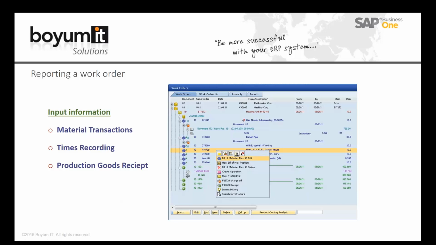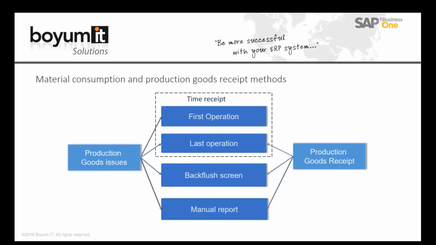These three activities on beas could be reported in individual screens, separate screens. So this means I can report the production goods issues in one screen, the time receipt in another screen, or the production goods receipt in another screen. Or it's also possible to report all of them together. This depends on parameters that we have on beas.